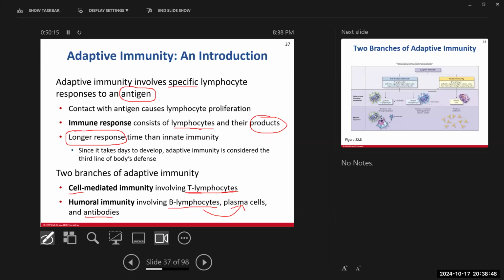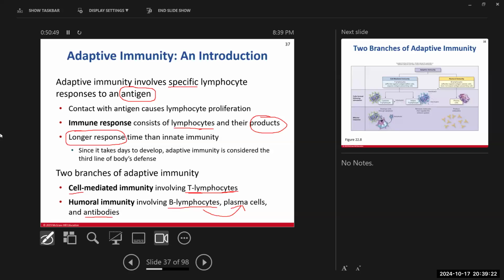Oh, go ahead. Say that one more time. It says antibody-mediated immunity, or humoral. Yeah, that's an older term. So they're both the same thing, because the antibodies come from the B lymphocytes, and I'll explain it to you as we move through. That was your question too.